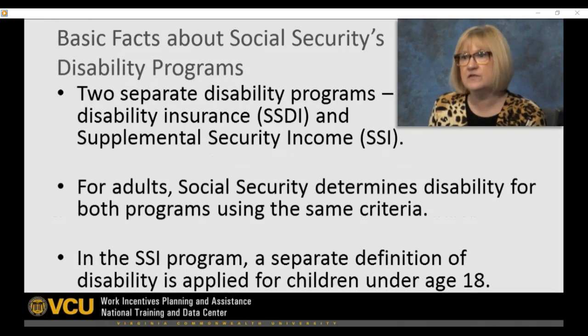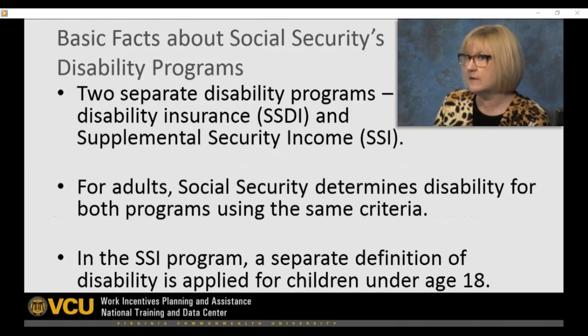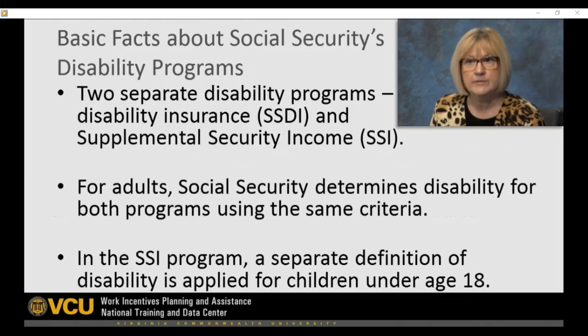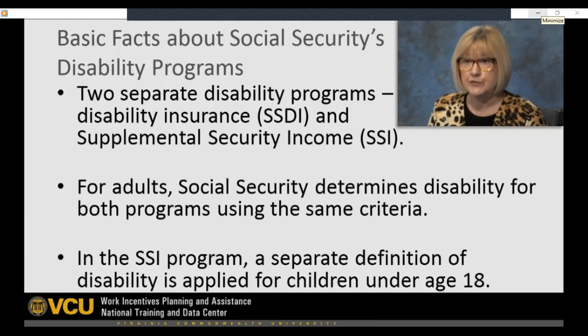So let's begin with some very basic facts about Social Security's disability programs. And this is where we'll start to uncover some of the misconceptions that you probably have about how all of this works. First of all, there are 2 completely separate and distinct programs. There is disability insurance, SSDI. Also, throughout this lesson, we'll refer to that a lot as the Title II disability benefit programs because these programs were authorized by Title II of the Social Security Act.